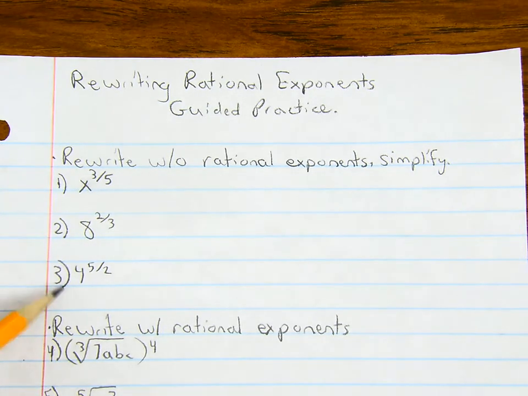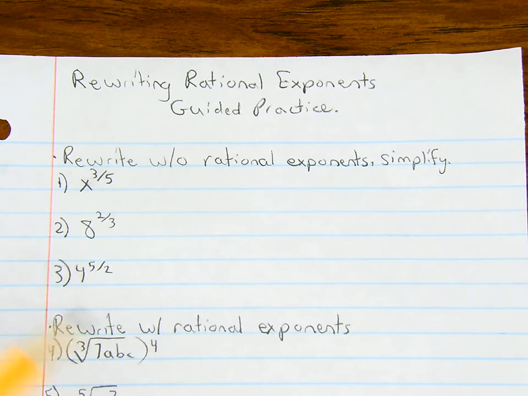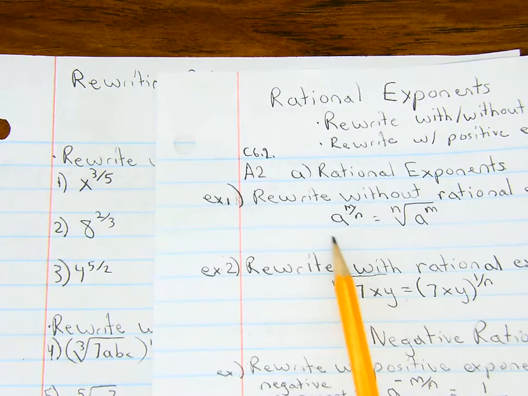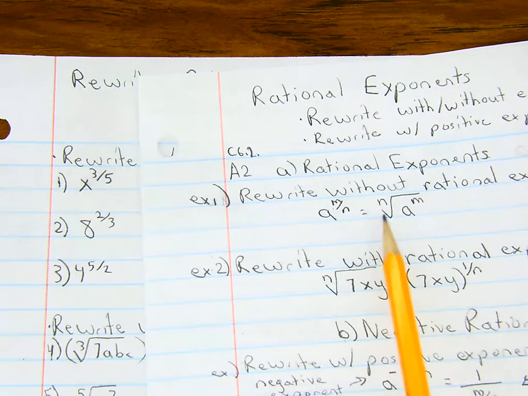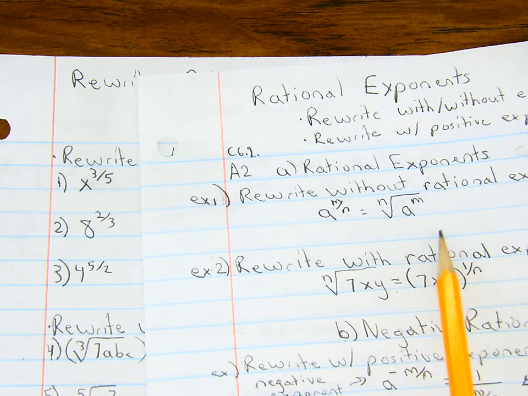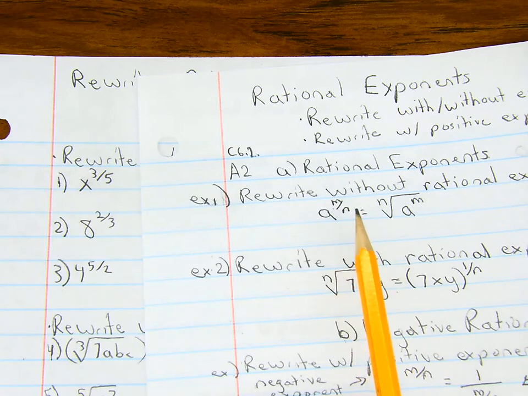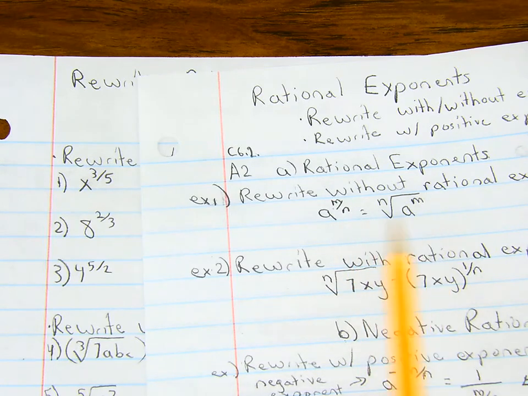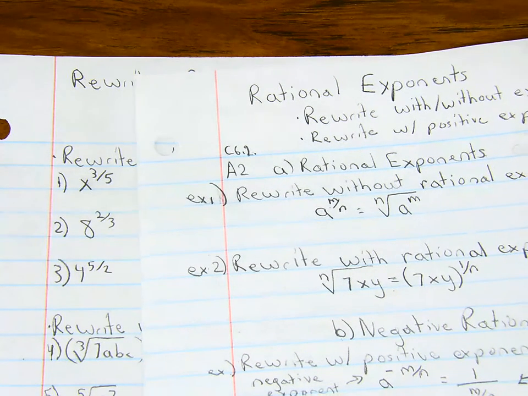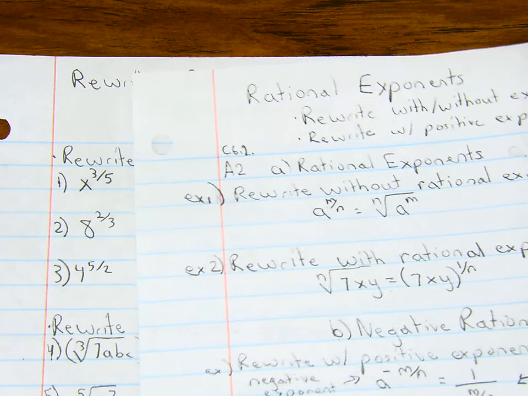And what I want you to do is use your notes based on what we've done before. This formula here is going to give you a radical. And if you write it as a radical, then it's no longer having a rational exponent, and that's what they want. So rewrite all three of these as a radical. And do so now, and then we will check your work.